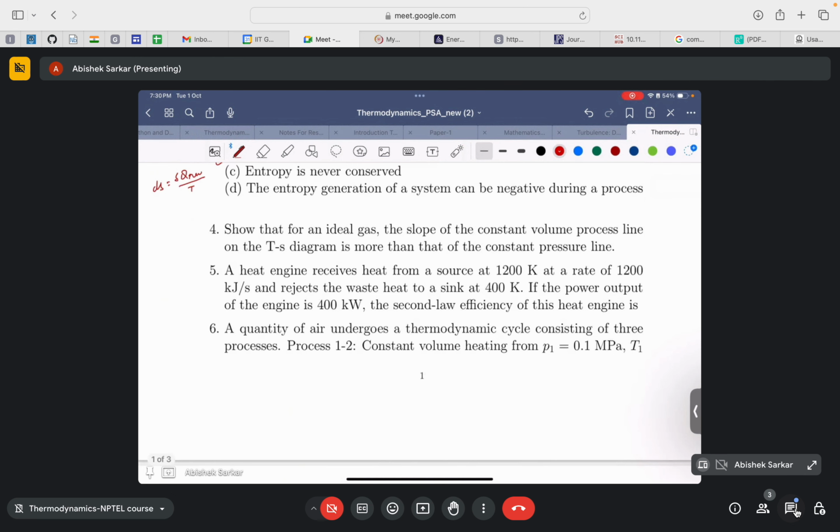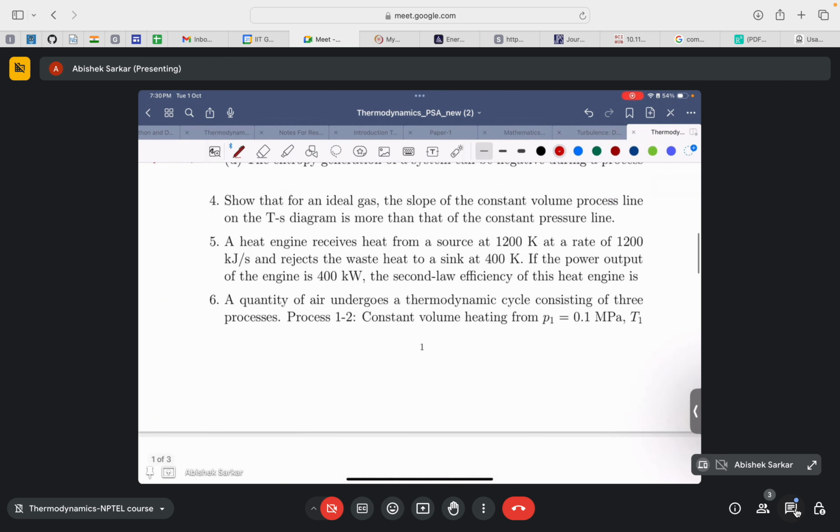So question number 4. I think I can skip this. I can come back to it if required in the last part of the discussion, but let us go to question number 5. A heat engine receives heat from a source at 1200 Kelvin at a rate of 1200 kilojoule per second and rejects the waste heat to the sink at 400 Kelvin. If the power output of the engine is 400 kilowatt, the second law efficiency of this heat engine is?